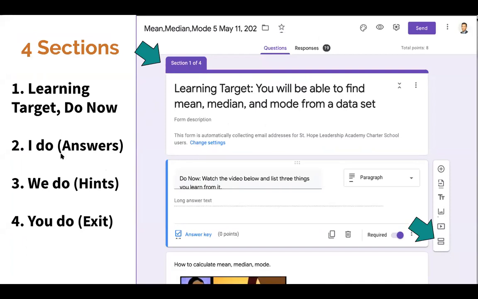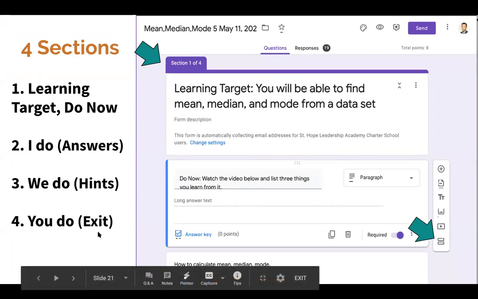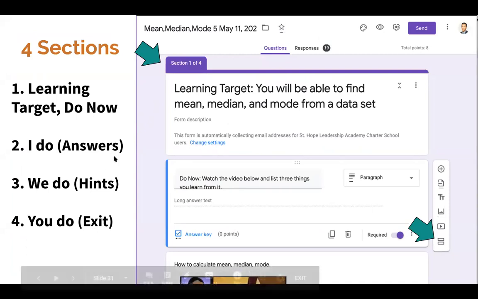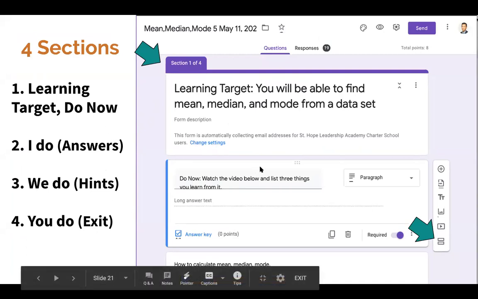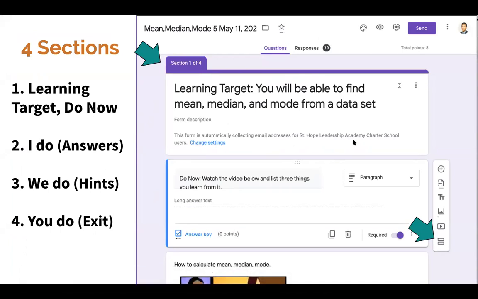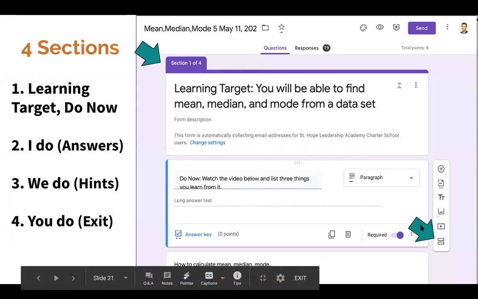And then the other subsequent sections would be the I do with answers, the we do with hints, the you do as an exit ticket. We're going to take a look at all these one by one. Let's look at the learning target section. How you create a section is down here. There's this little bar. I found out about this 3 weeks ago. If you press that, you get to create another section.